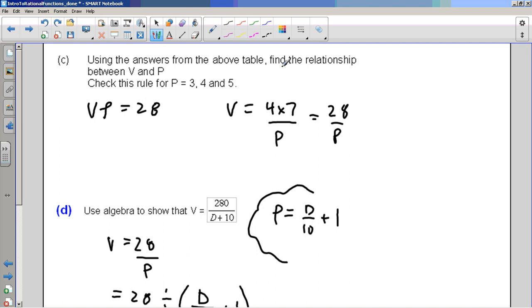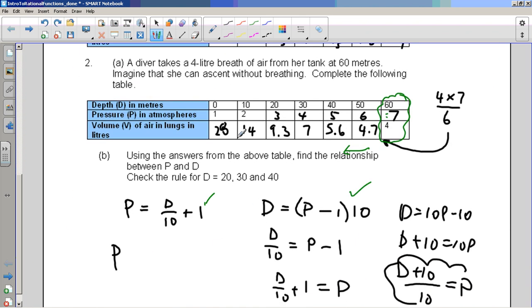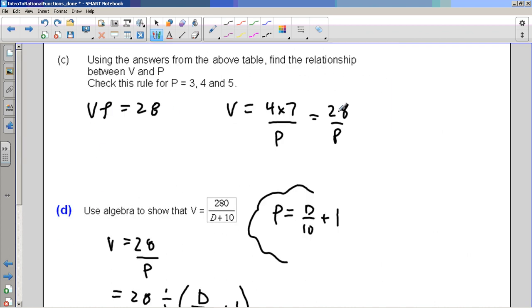Using the answers from the above table, find the relationship between V and P. So if we look, V and P here, if you notice, they always multiply to get 28. V and P always multiply to get 28. Original volume, original pressure, V times P is 28. So we got V equals 28 divided by P. And then it says use algebra to show that that's true.